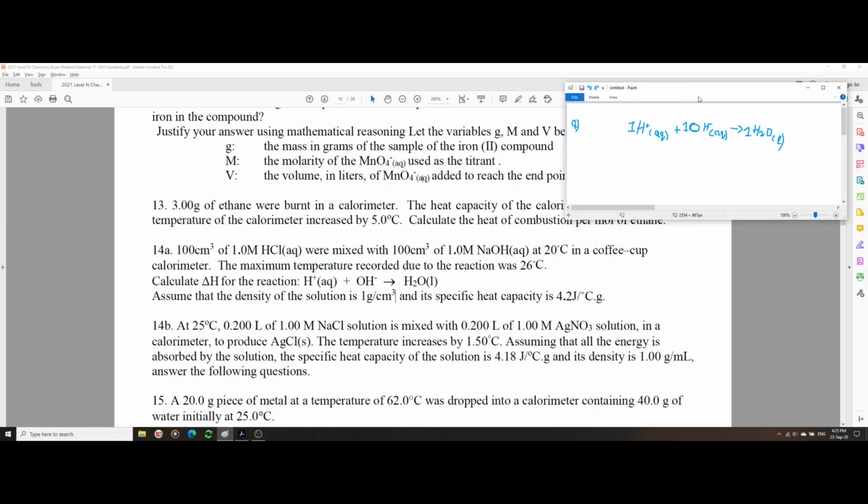Okay, so question 14. I'm showing you part A and B, so pause the video and try your best, and then once you're done, we'll do it together.